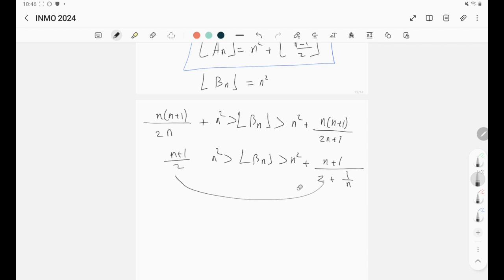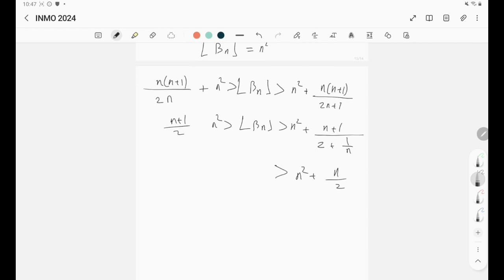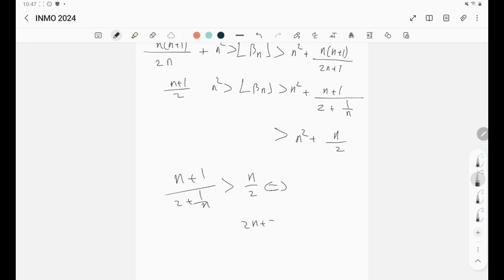So again, these are very close to each other. We can do the same thing. Our goal is to show this thing is true. Of course, here what are we going to do? Here we just want to do this, n over 2. We just want the distance to be less than half, right? Half. So of course you can prove this easily. Let's do it. This is the same as showing 2n plus 2 greater than 2n plus 1. Of course this is true.